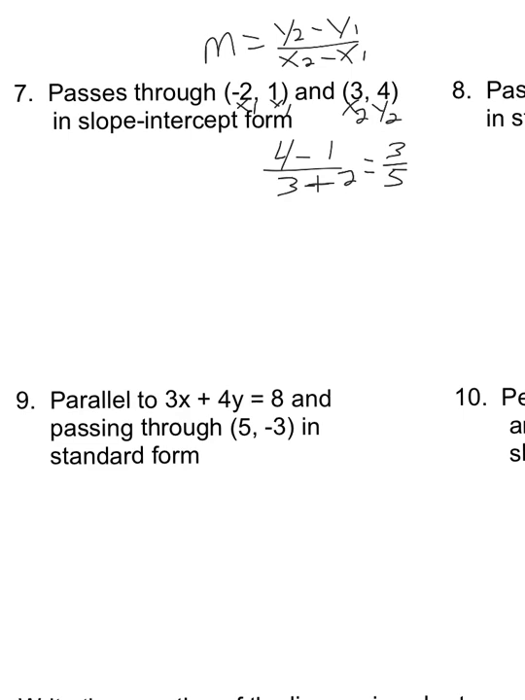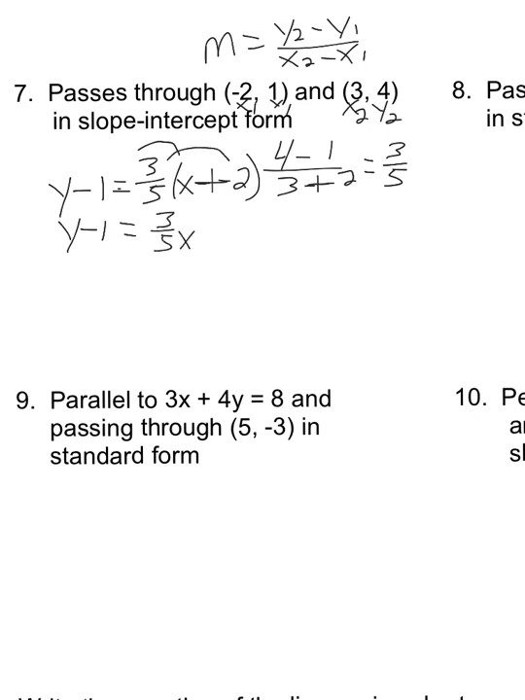So the point-slope formula, y minus y1 is 1, equals my slope, which is 3/5, times x minus x1, which is a minus 2. That makes a plus. I have to distribute that 3/5 through. So y minus 1 equals 3/5 x plus 3/5 times 2. That's 3 times 2 is 6 divided by 5. That comes out to 1.2.